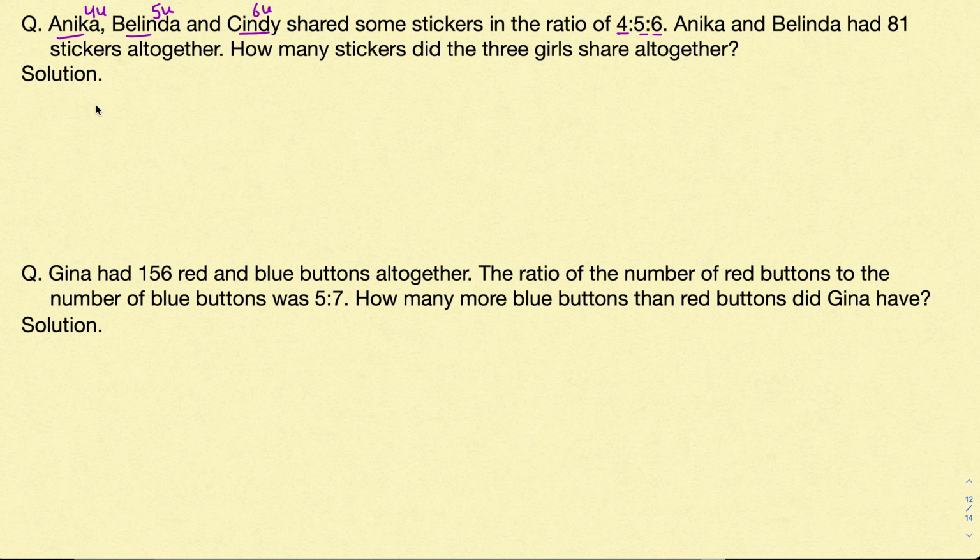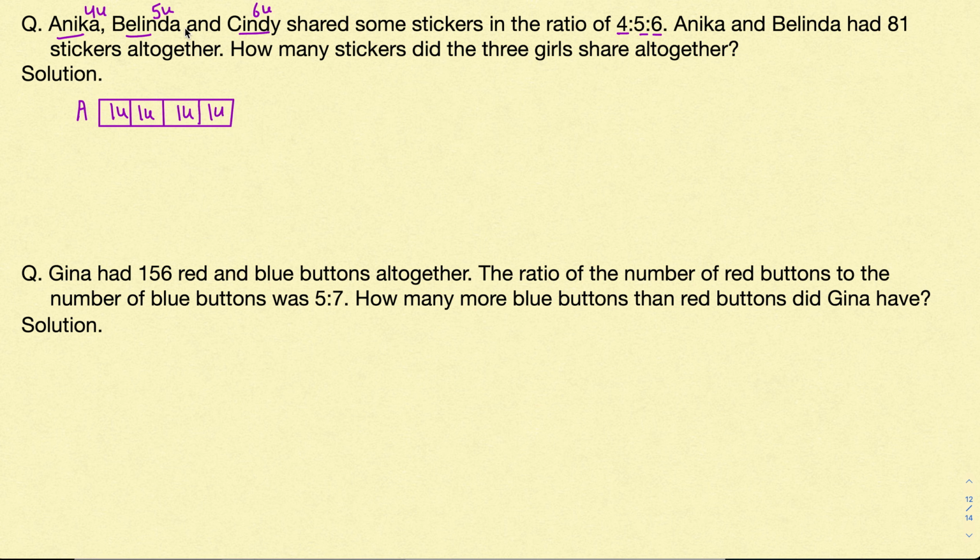Now let's start drawing our model first quickly. Annika is 4 units, so we can quickly draw a model for Annika. Let's say this is the total number of stickers Annika is having. Let's say this is 4 units. Let's divide it equally, make it 4. This is 4 units for Annika, so let's label it as well.